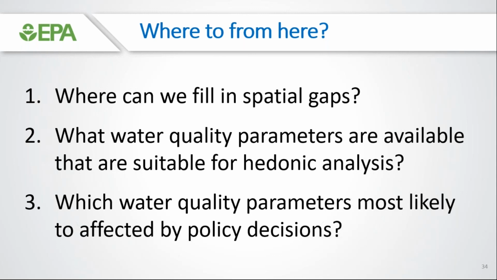And then thirdly, knowing which of the water quality parameters are likely to be affected by policy is not directly included in the hedonic analyses, but it's an important question to ask to inform the design of future hedonic studies. We'd like to be able to evaluate the effect of policies and programs on changes in water quality and how those are translated into economic benefits. Then we can use those estimates of economic benefits to inform and adapt those policies and programs to lead to more efficient outcomes.